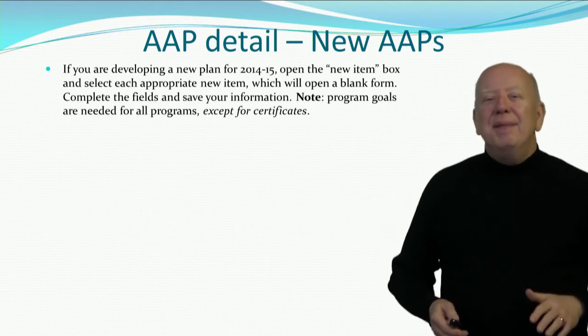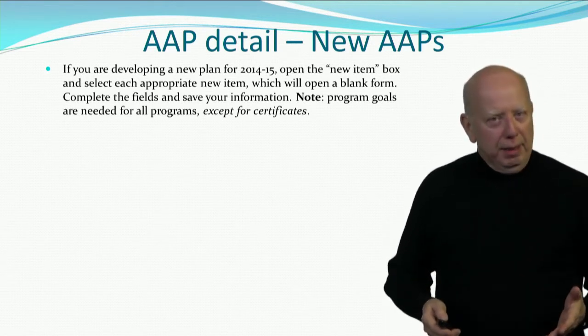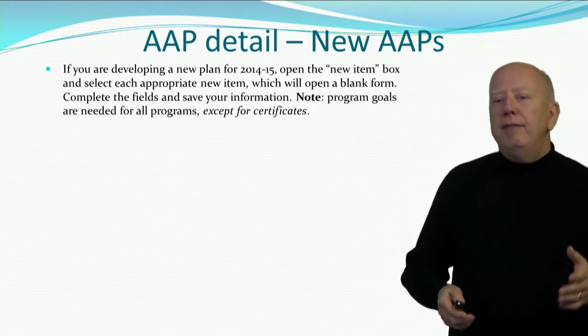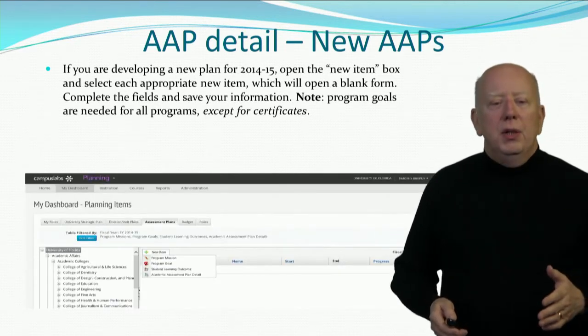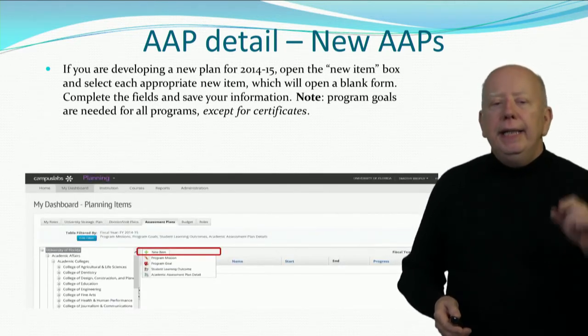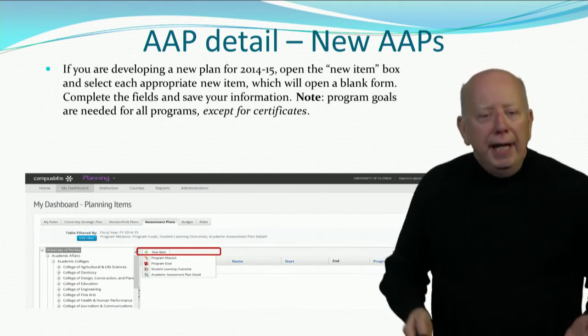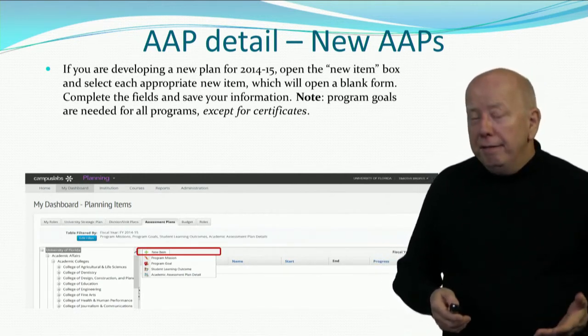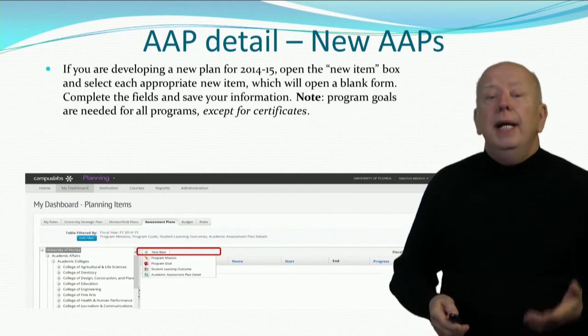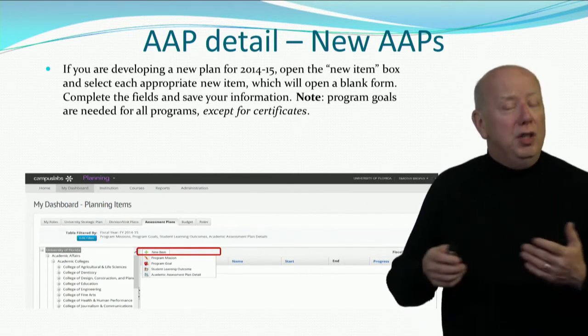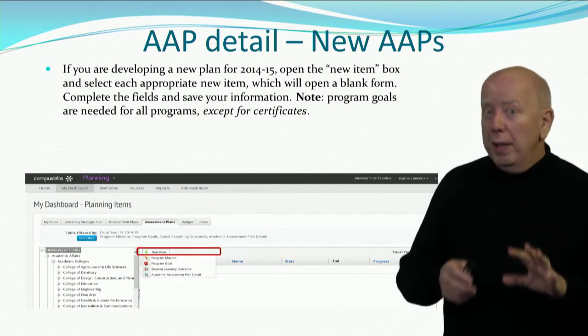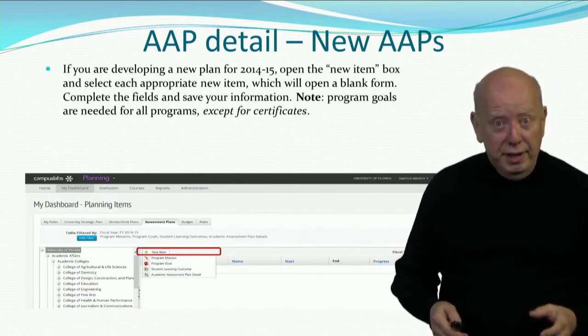That's what you'll click. This will open up, well, I'll tell you what it opens up in just a minute. If you're entering a new academic assessment plan, you're going to have to open the new item box, and you're going to have to select each appropriate new item. When you do that, it will open a blank form. You're going to then complete the fields in those blank forms and save your information after you finish entering it, because that's going to be the way that Compliance Assist holds the information.